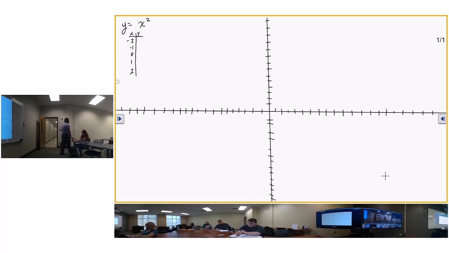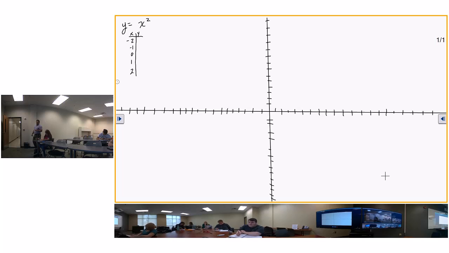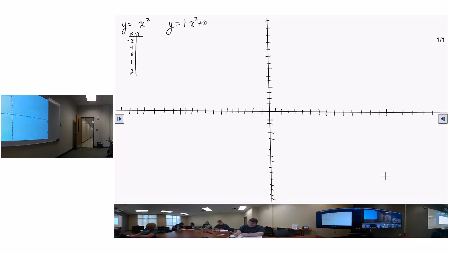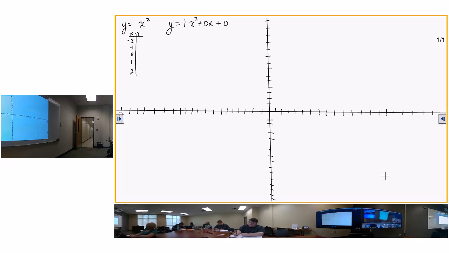I want you to do everything as accurate as possible because you're going to be doing a lot. There's going to be at least 4 or 5 graphs on this, so you need to make it presentable. And this is in the form y is equal to 1x squared plus 0x plus 0. So it's in that form, ax squared plus bx plus c.